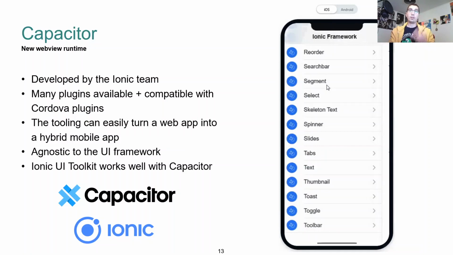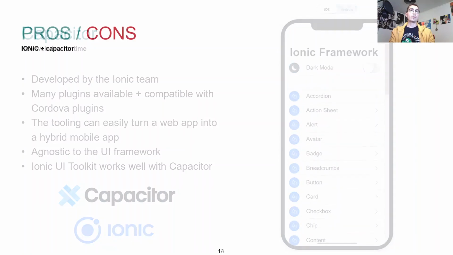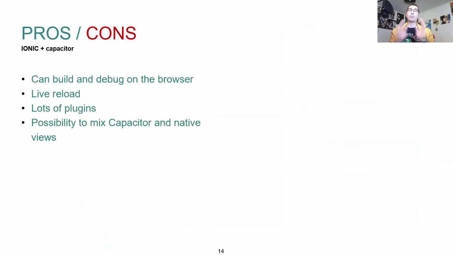As you can see in the advantages, you can build and debug on the browser. You have support for live reload. Also, lots of plugins are available through the community of Cordova and Capacitor, and also because they have a big legacy, when you combine both of them.